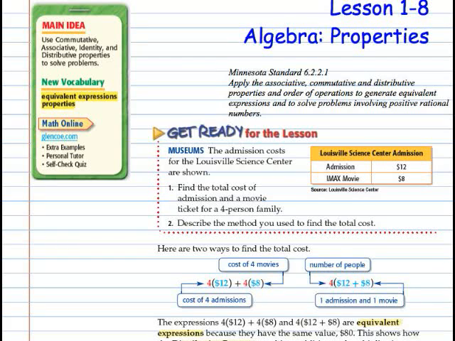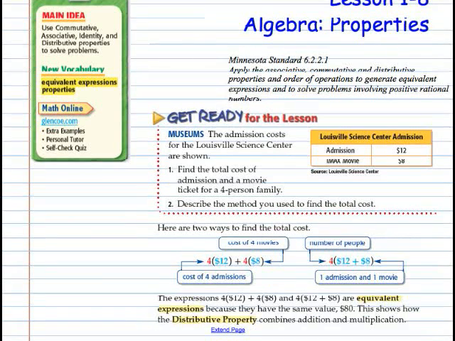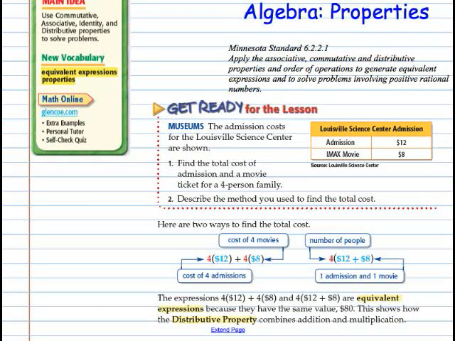The admissions costs for the Louisville Science Center are shown. Admission is $12 a person, and the movie tickets for the IMAX are $8 a person. It asks us to find the total cost of admission and a movie for a family of 4. Describe the method you use to find the total cost.